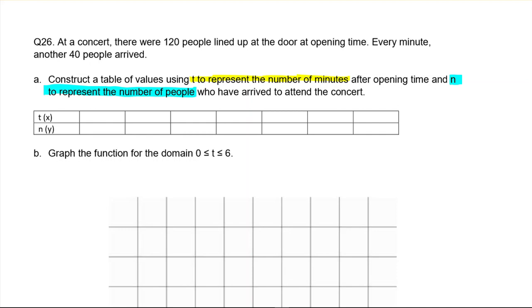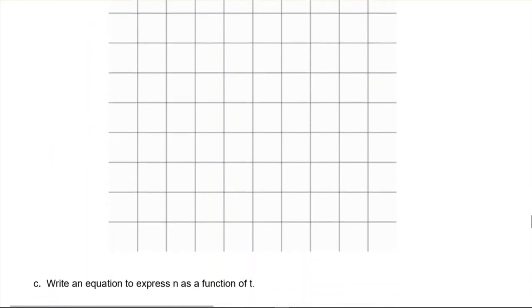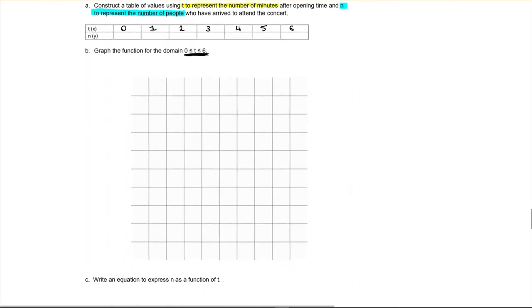Okay, so for the time we can put different numbers in. We can say at time 0. Oh yeah, we can see in part B an extra piece of information. It says graph it. This domain means graph it between 0 and 6. So I need 0 minutes, 1 minute, 2 minutes, 3 minutes, 4 minutes, 5 and 6. That means on my graph I'm going to have it going till 6.